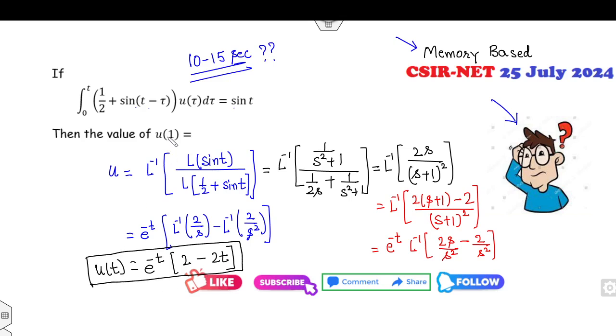Now what is your answer for u(1)? Can you find the value of u(1)? This value will be 0. So the answer 0 is the correct answer of this problem.